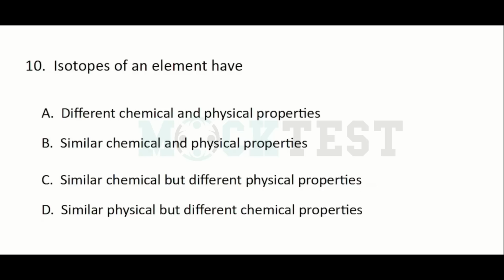Isotopes of an element have: option A, different chemical and physical properties; option B, similar chemical and physical properties; option C, similar chemical but different physical properties; option D, similar physical but different chemical properties. The answer is option C, similar chemical but different physical properties.